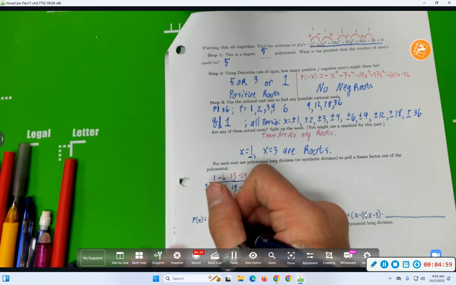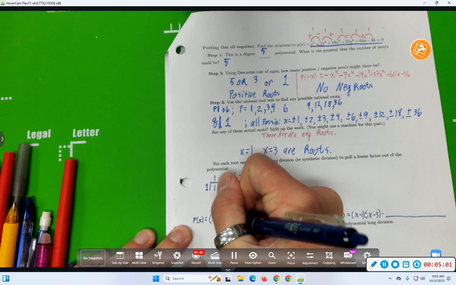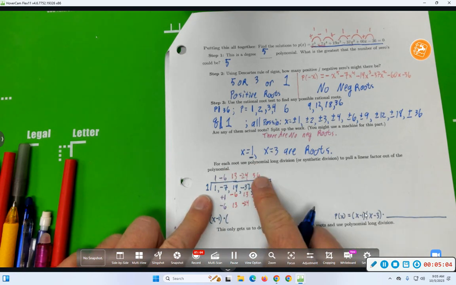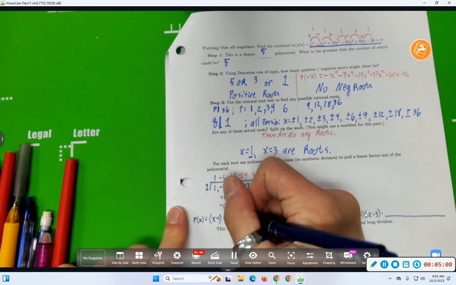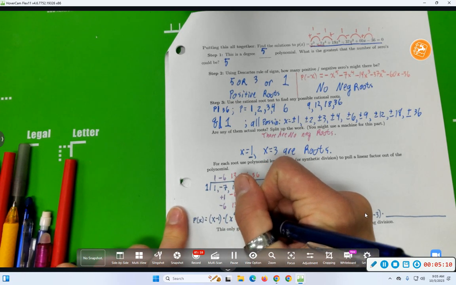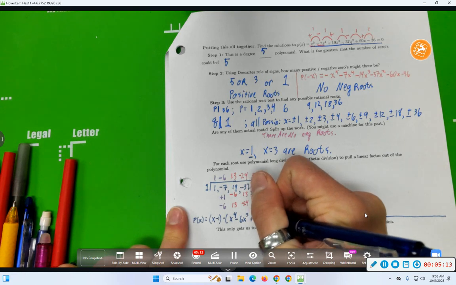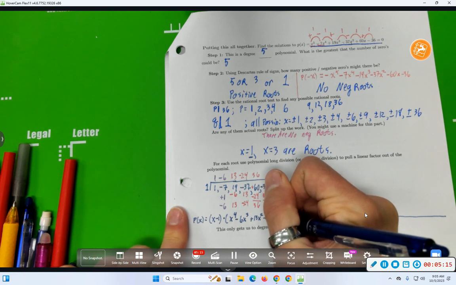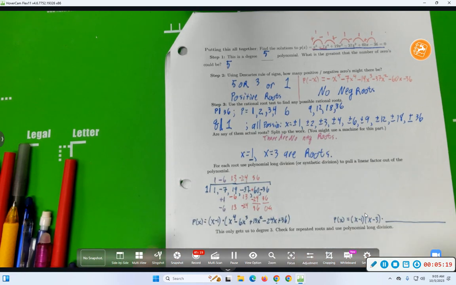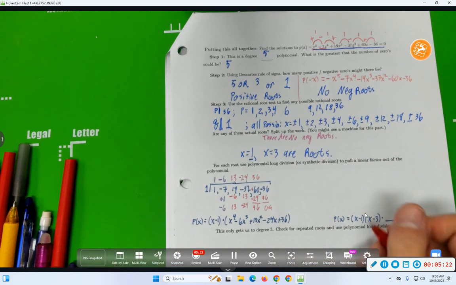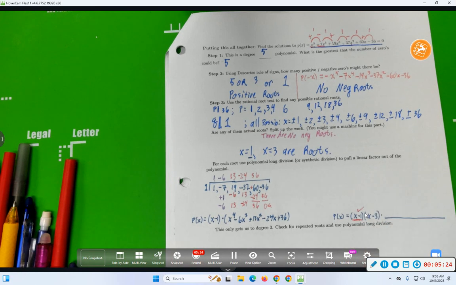factors as x minus 1 times a degree 4 polynomial: x to the 4th minus 6x cubed plus 13x squared minus 24x plus 36. That's good. So now we have that x minus 1 factor. But I also want to get this x minus 3 factor to show up.